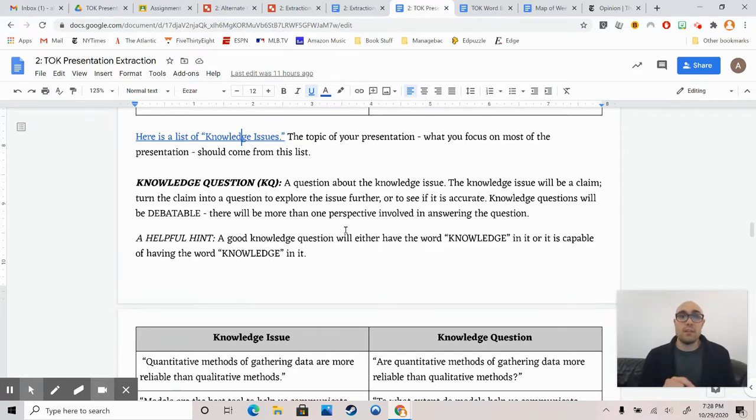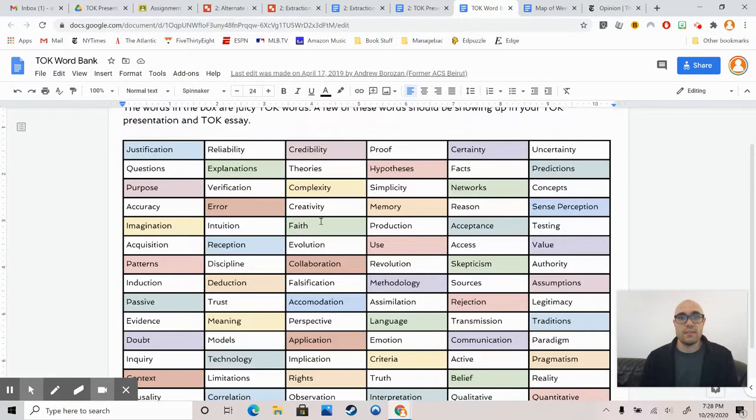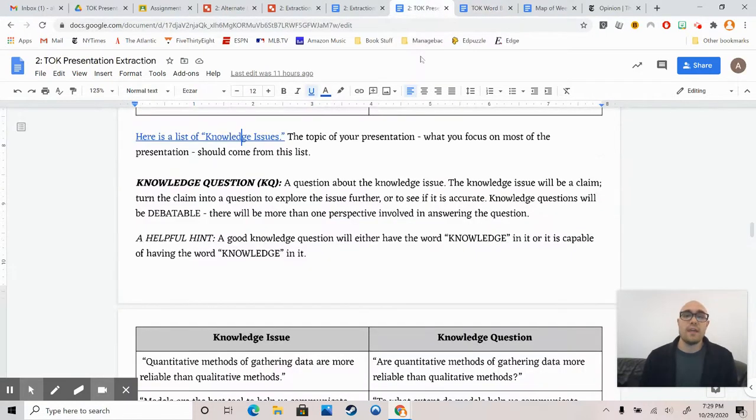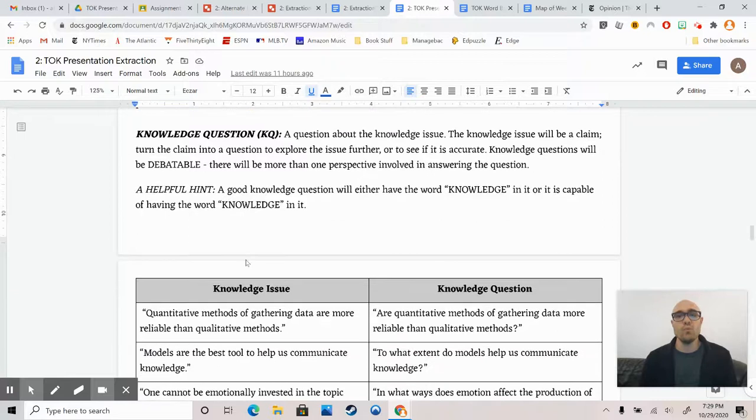Then you just turn that claim into a question. To what extent are qualitative methods better than quantitative methods? So I think the best strategy to use here, and I'm going to show you in the walkthrough model as well, is to have some sort of debatable claim about one or a couple ideas here, how they interact maybe, and then turn that into a knowledge question. One helpful hint for a knowledge question is that it should have the word knowledge in it, or at least have the ability to have the word knowledge in it.